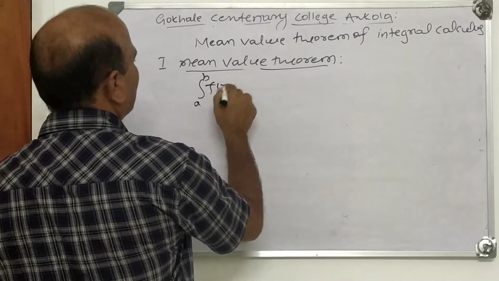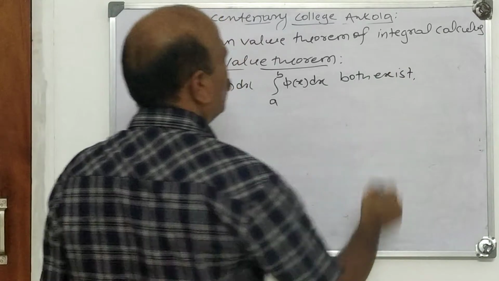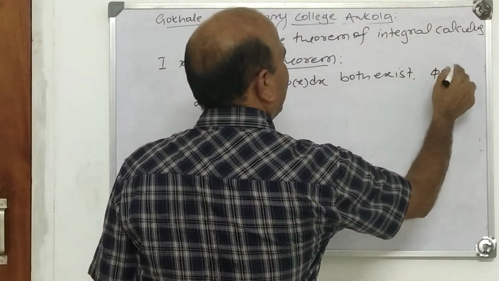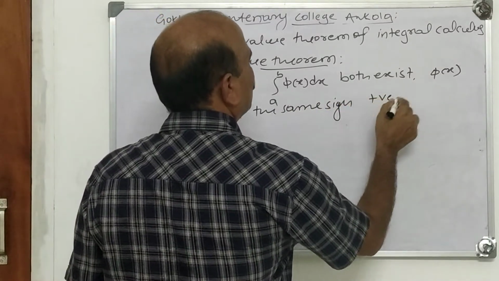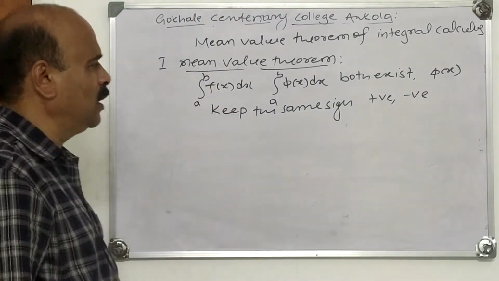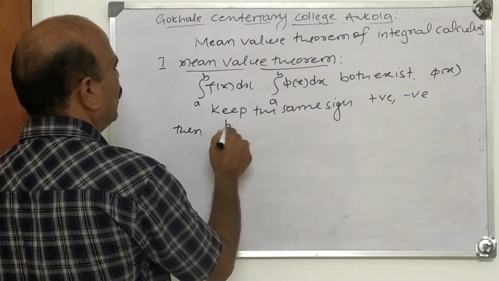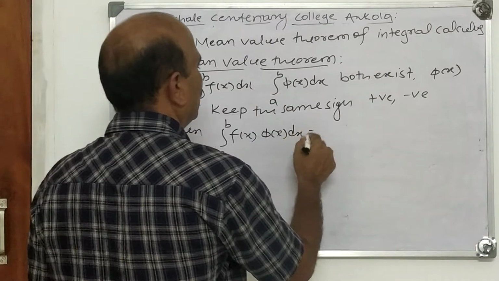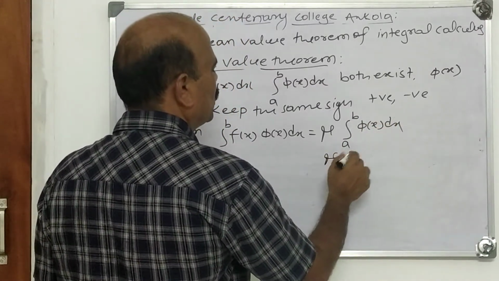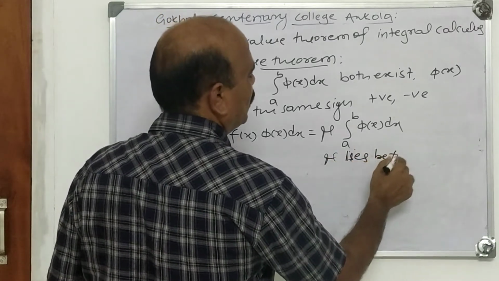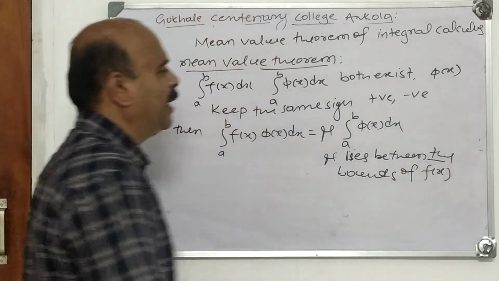Suppose integral a to b f of x dx and integral a to b pi of x dx both exist. Know the meaning of when it exists. And pi x keeps the same sign, namely positive or negative, throughout ab. ab is the interval here. Then integral a to b f of x into pi of x dx is mu into integral a to b pi of x dx. What is mu? Mu lies between the bounds of f x. The bounds mean supremum and infimum.